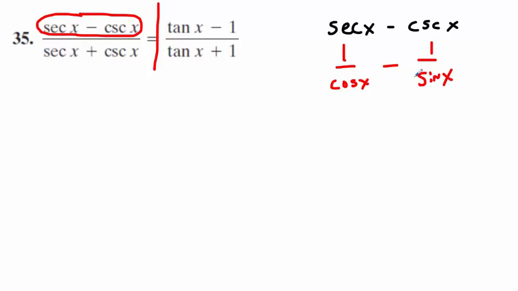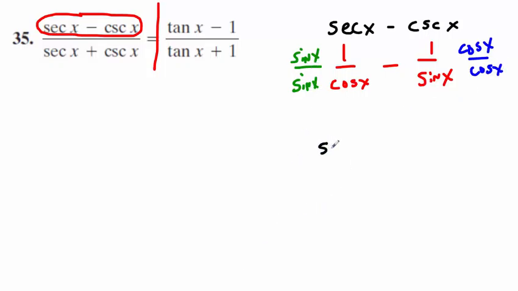Now I can't add or subtract these together, right? They don't have common denominators. Well, how do I get a common denominator? I think about maybe a cross multiply type deal. So this one, I need to multiply by sine x because I need a sine on this side, and I'm going to put in sine x over sine x because otherwise I change the problem. And over here, I'm going to put cosine of x and cosine of x.